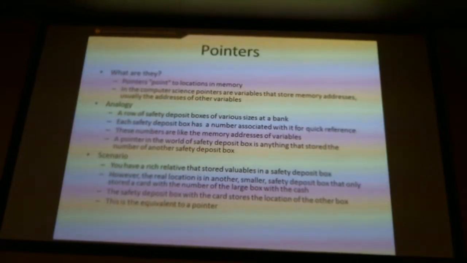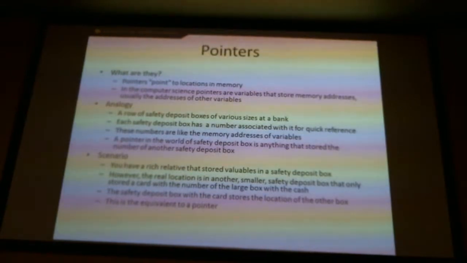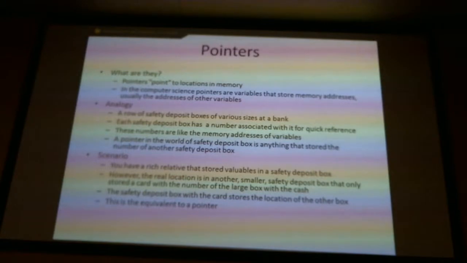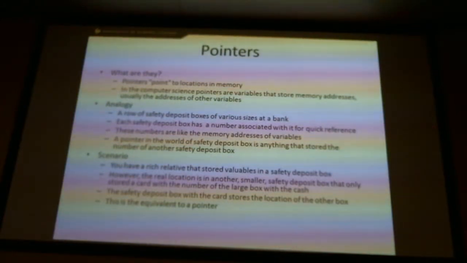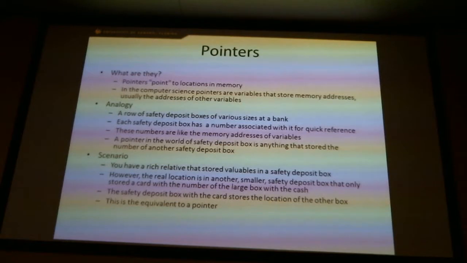Well, a pointer really just points to a location or number. It says, hey, this is where it's at. So in computer science, pointers are just variables that store memory addresses instead of data. And so usually you give them the address of other variables. So how do we put that into English so that we actually understand what we're talking about?